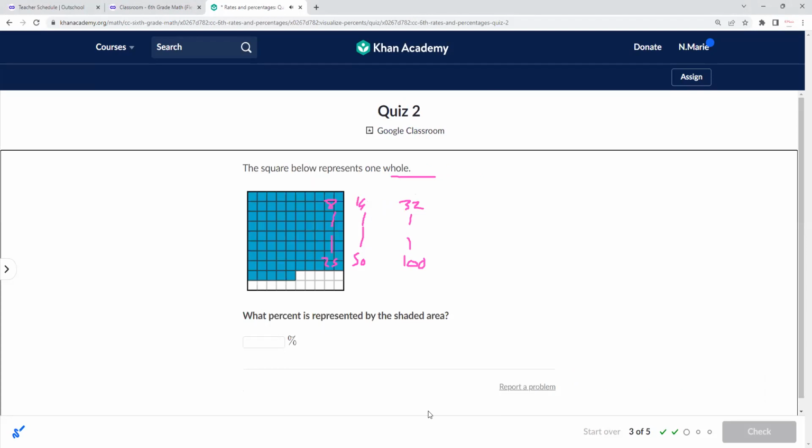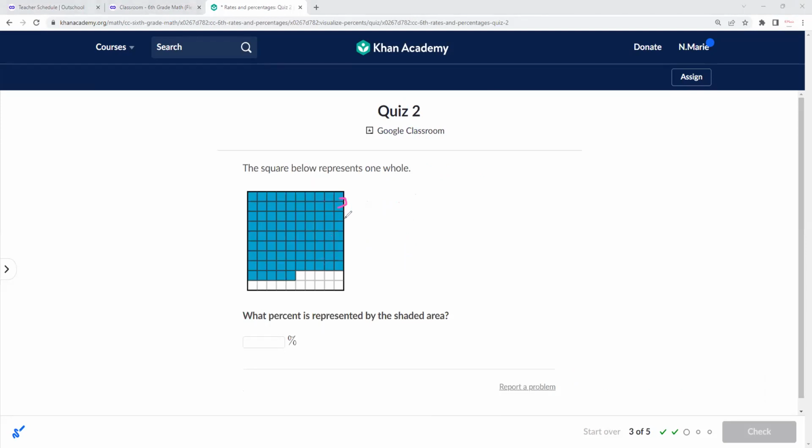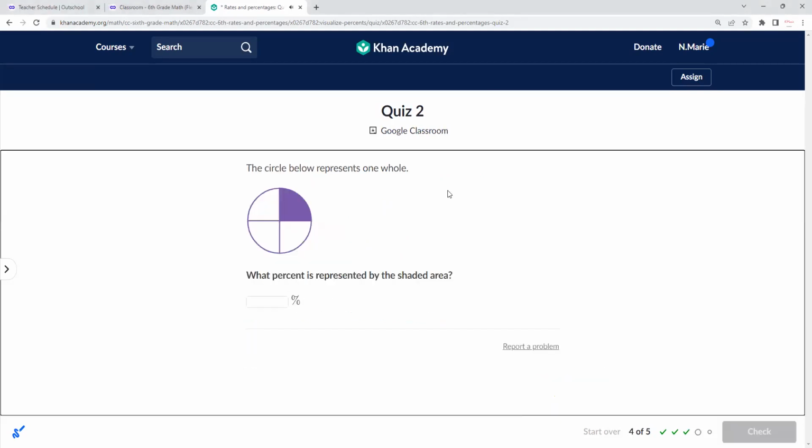This whole thing is 100, so you can count by tens. 10, 20, 30, 40, 50, 60, 70, 80. 1, 2, 3, 4, 5. 85% is the shaded region. It's easier to count that way than having to count each individual square.